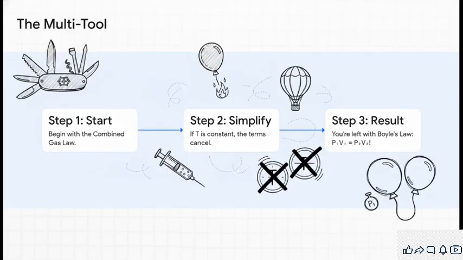Now, this is the really cool part. This is why we call it a multi-tool. It's not some brand new law, it's just all the others rolled into one. So let's say temperature doesn't change in your problem. Well, you can just erase it from both sides of the equation. Poof! And what are you left with? P1 V1 equals P2 V2, which is just Boyle's law.